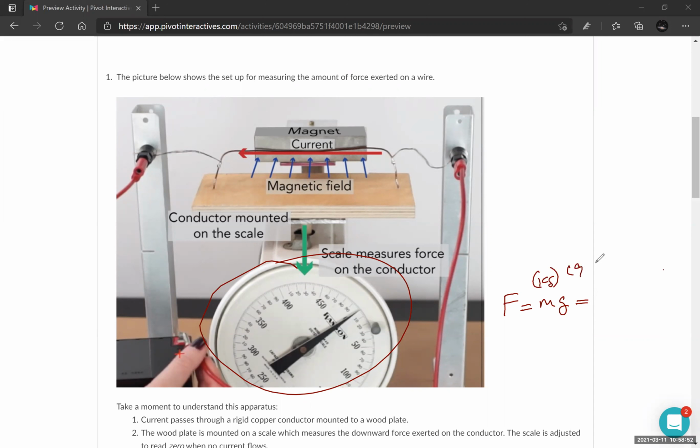Times 9.8 meters per second squared, then you can get the force. I give you a sample equation that allows you to calculate that. But this is pretty much the apparatus itself.